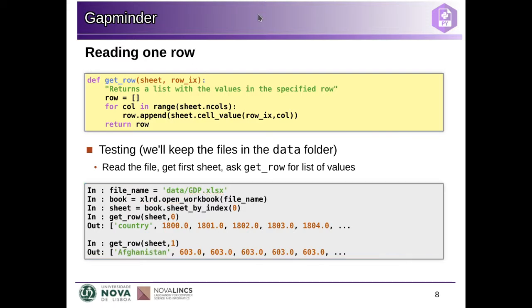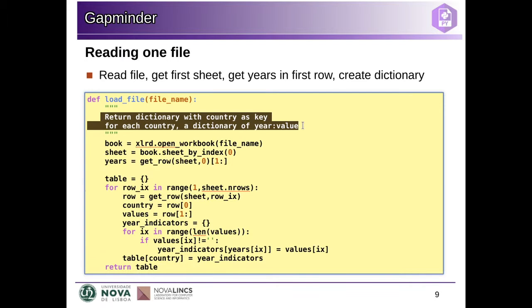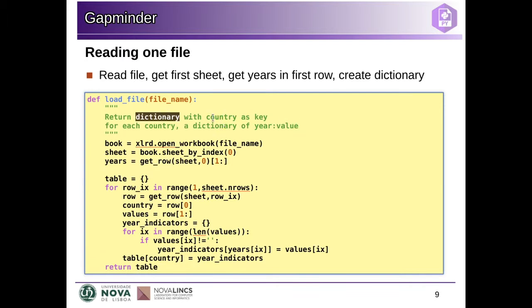So we can now use this function as a helper function to write the function to load the file. This function will receive the name of the Excel file we want to load. We have the docstring here. We will return a dictionary with, for each country, another dictionary of years and values. We start by reading the Excel file and get this book object, which allows us to interface with the file. And we get the first sheet, by index 0, the first sheet being the one that has the data we want.